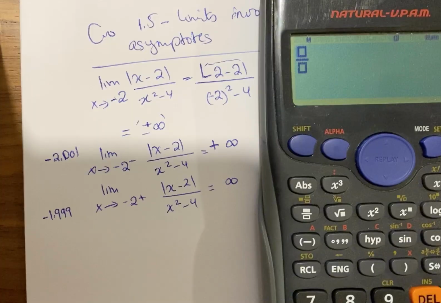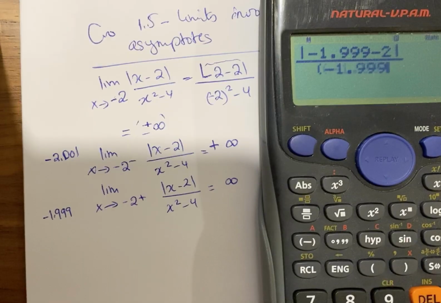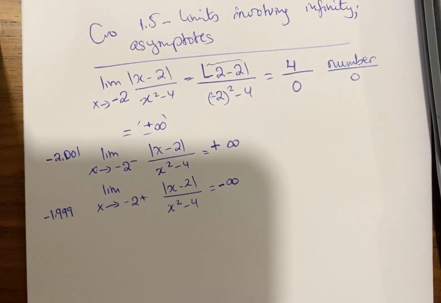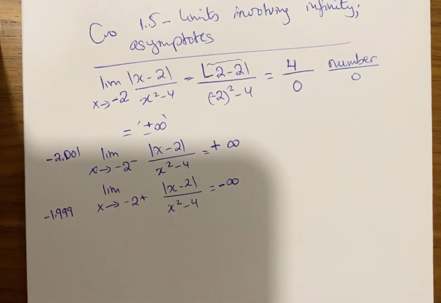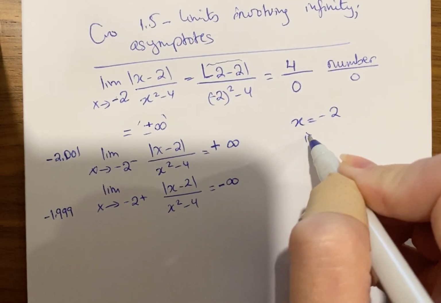Let's do the other side. Absolute value of minus 1.999 minus 2 divided by bracket minus 1.999 squared minus 4. So I got a minus of 1,000, which means the numbers are decreasing to minus infinity. This means that x equals minus 2 is a vertical asymptote.